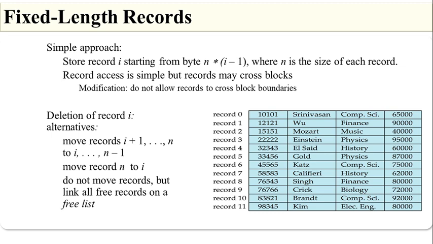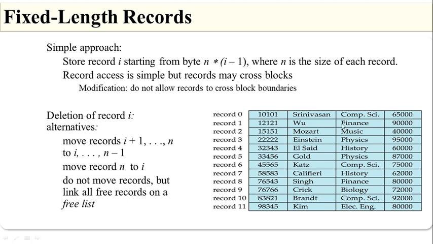And deletion of record i. Alternatively, move record i plus 1 to i, and so on up to record n to n minus 1. Or move record n to i. Or do not move the records, but link all the free records on a free list. Okay, so this is the case.